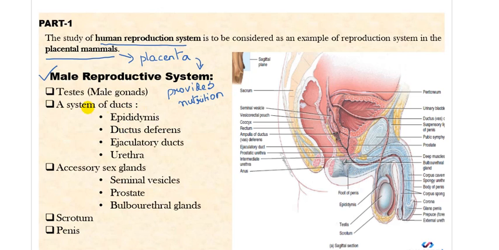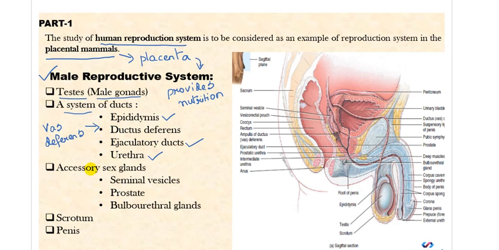Okay, so let's see what are the organs involved in male reproductive system. So basically first is the testis, that is the male gonads. Then is the system of ducts. First is epididymis, then is ductus deferens. You know, ductus deferens is also known as vas deferens, this is the other name of ductus deferens. Then is the ejaculatory duct, then is the urethra. Okay, these are the main organs.